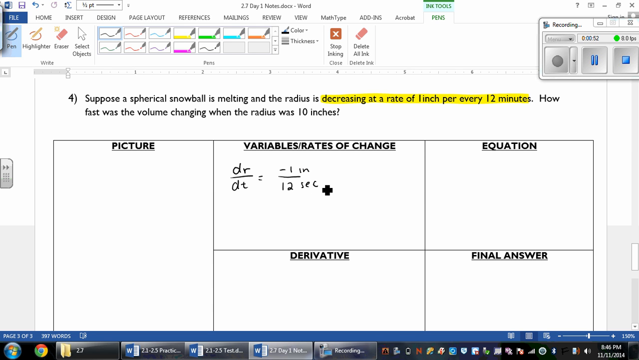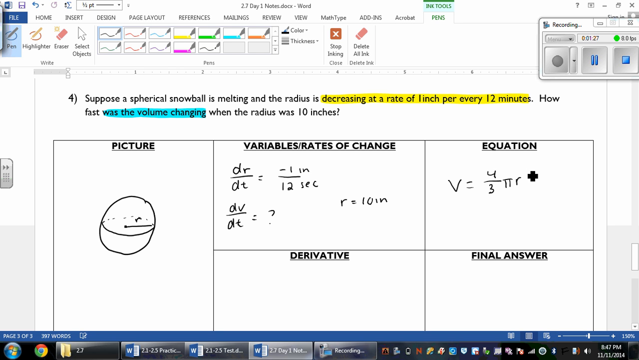It says how fast was the volume changing. So I want to know how fast the volume was changing. So I'm looking for dV over dt, how fast the volume was changing when the radius, so I know r, is 10 inches. Okay. So the equation that I'm going to be working with, let's actually get a picture going. Here's my perfectly spherical snowball. Here's my radius. If I want to know the volume of a sphere, I'm going to be working with my volume of a sphere formula. It's 4/3 pi r cubed. You will have to know that formula for this Friday.